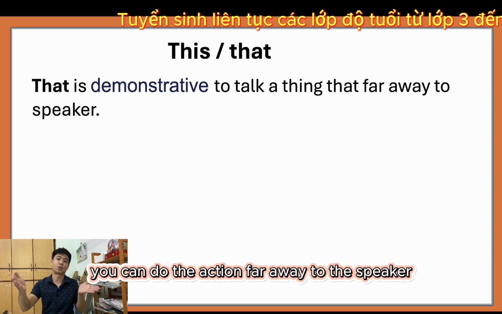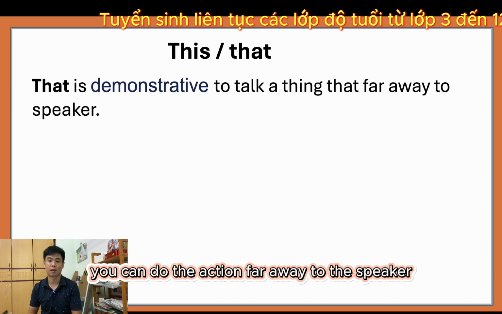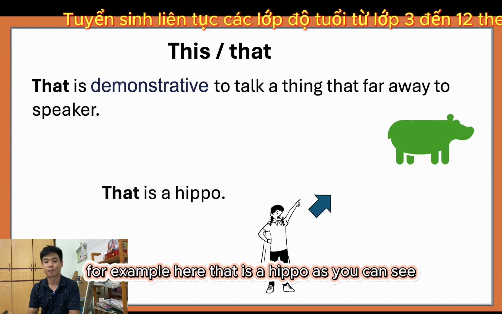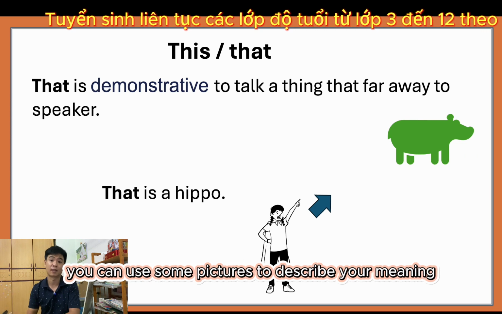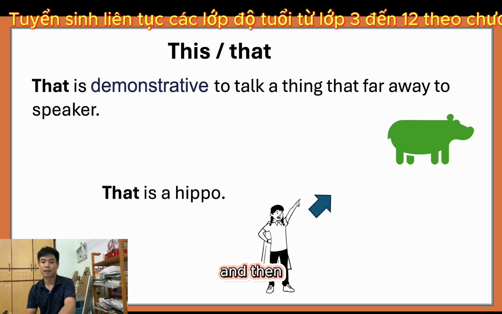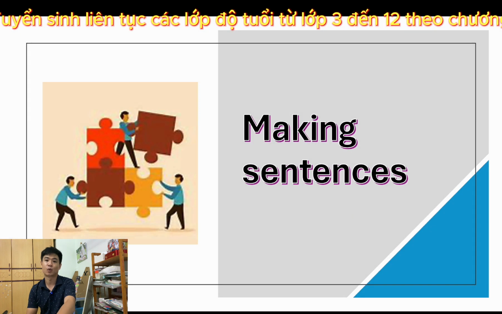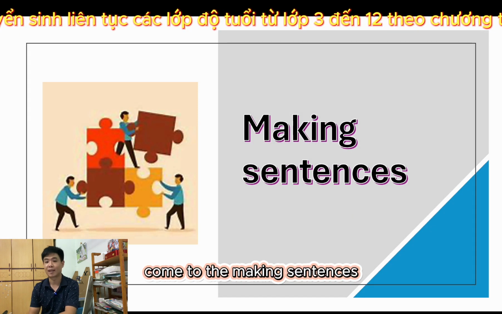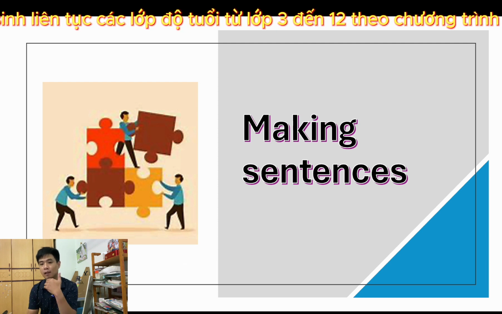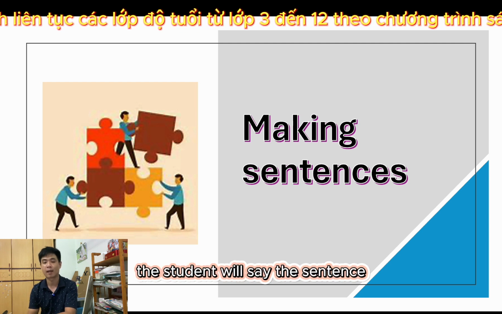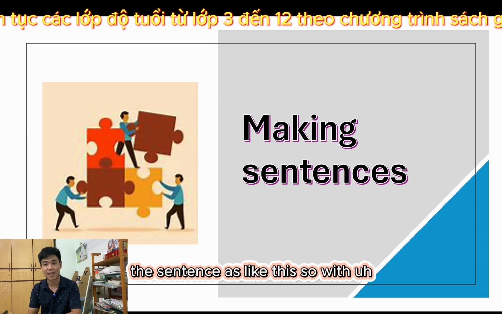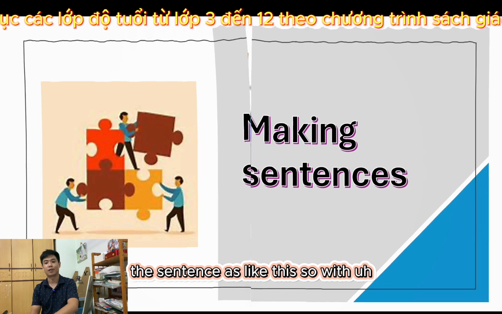"That" is also a demonstrative, used to talk about a thing that is far away. You can do the action far away from the speaker. For example, here, that is a hippo. You can use some pictures to describe your meaning. And then we come to making sentences. For this part, the students will say the sentence and start building it like this.